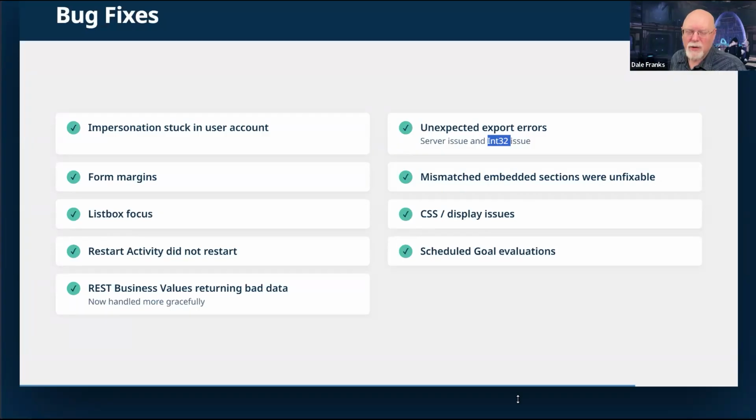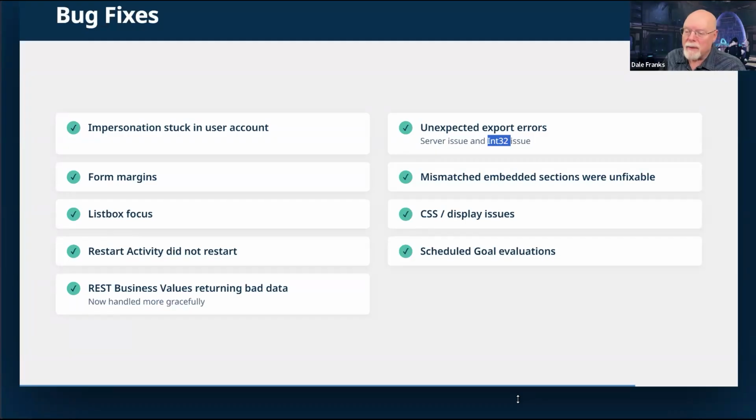Mismatched embedded sections. Embedded sections are always troublesome because you have to have a start and an end control. Sometimes it gets confusing. People sometimes get confused to the point that they either put in too many section end controls or not enough section end controls, making the form unparsable. The form was so unparsable that when you tried to reopen it in the online form designer, you couldn't fix the error. So we have made those errors fixable.